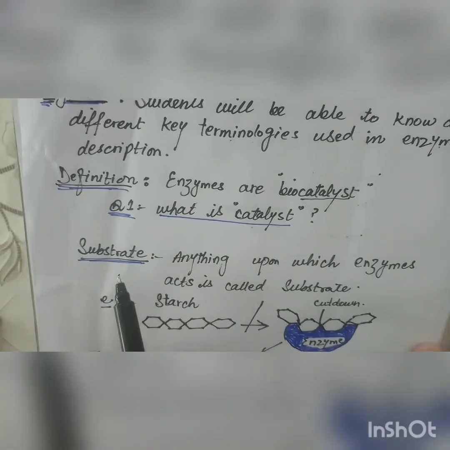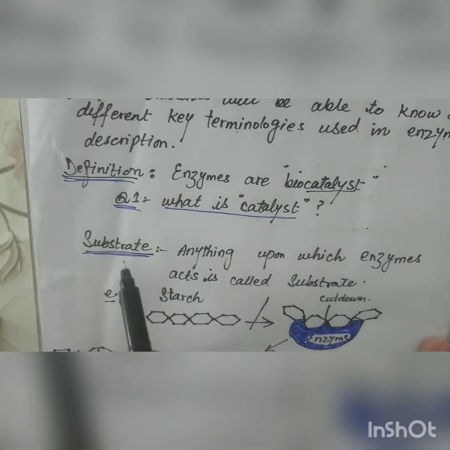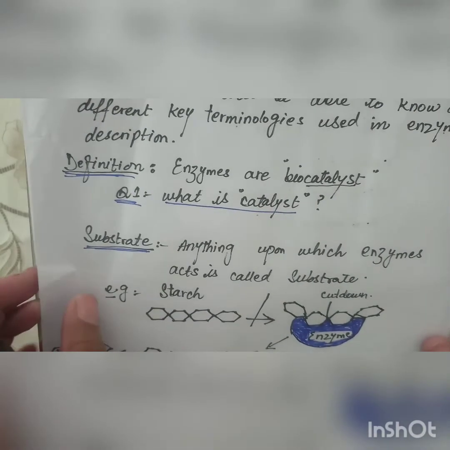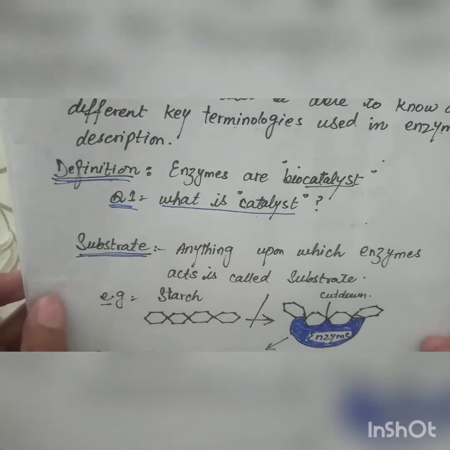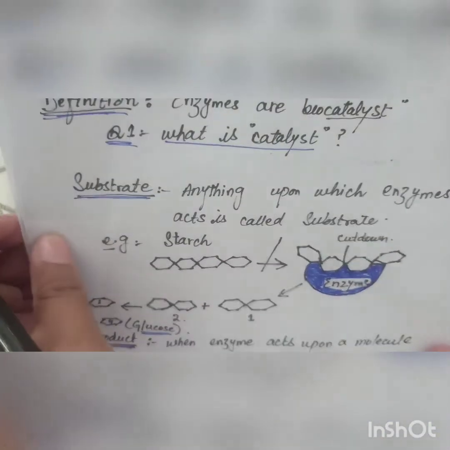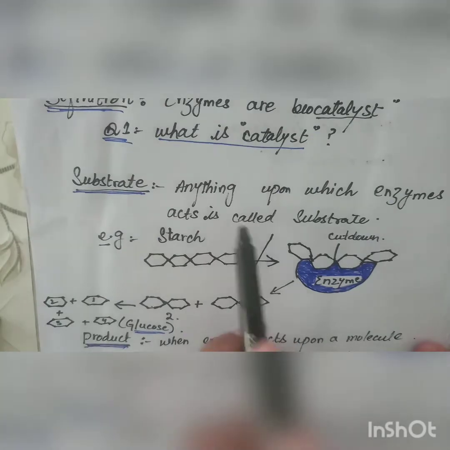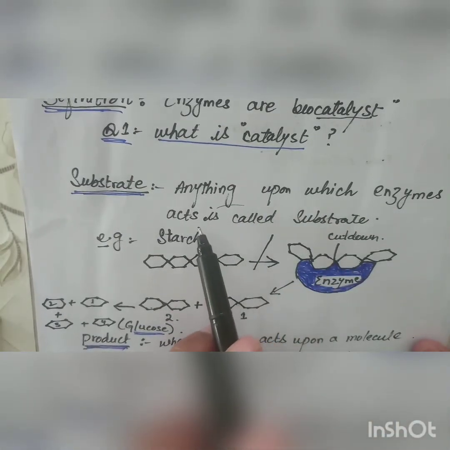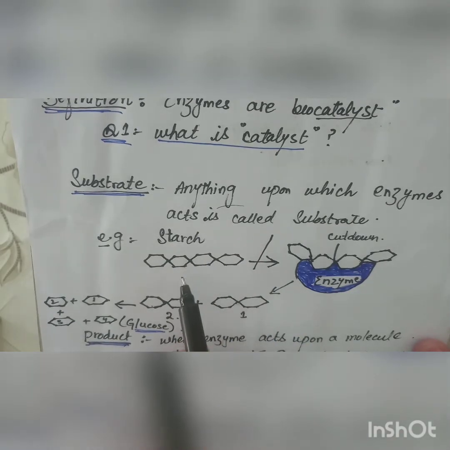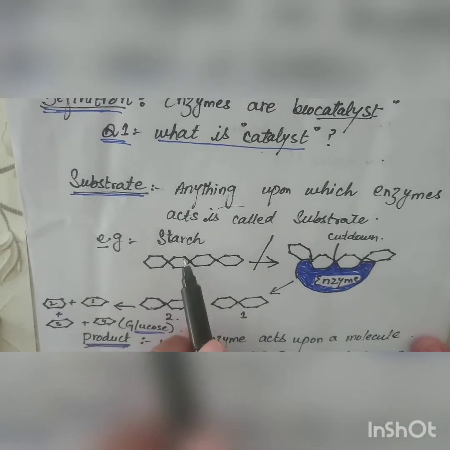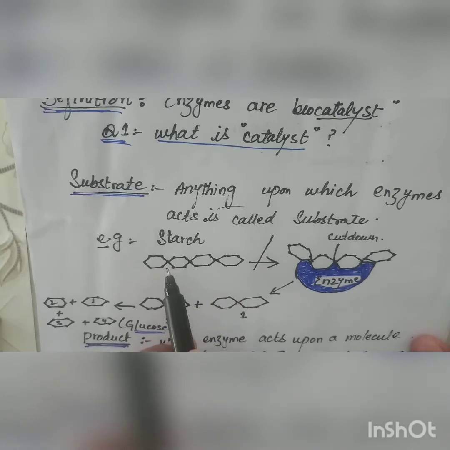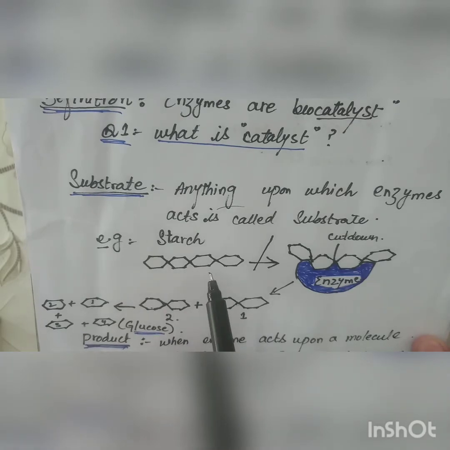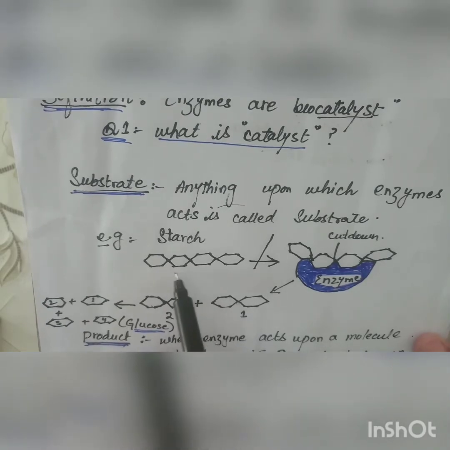The second term, the most important term, is substrate. What is a substrate? Any molecule upon which the enzymes act or work. Let's take an example of starch. It has a very long chain of glucose molecules, but I draw it here only for one.